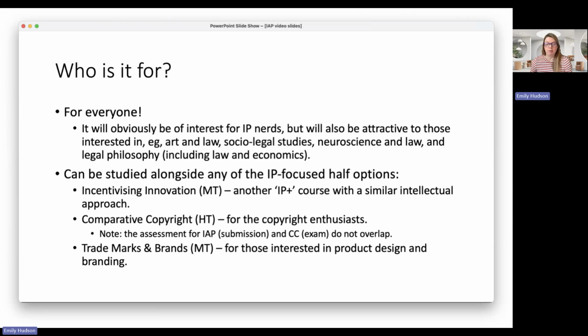If you're a copyright enthusiast, this would be a great course to take alongside comparative copyright. They're both Hillary courses, but the assessment is such that there are no overlaps there, so you can take two Hillary half options simultaneously. It's also a great partner for trademarks and brands. So if you're interested in product design, if you're interested in branding, there's clear synergies. A lot of the designs we're talking about are much more industrial in their orientation. So great partner for trademarks and brands.